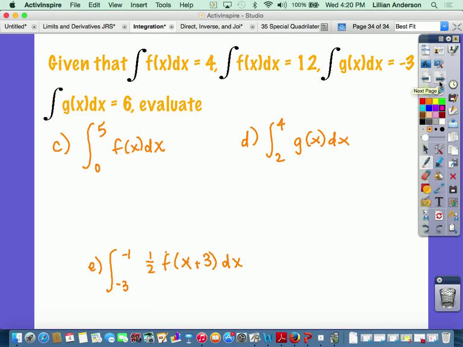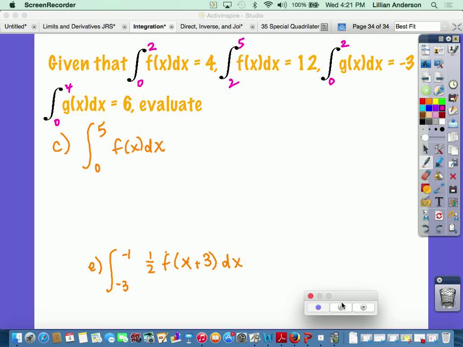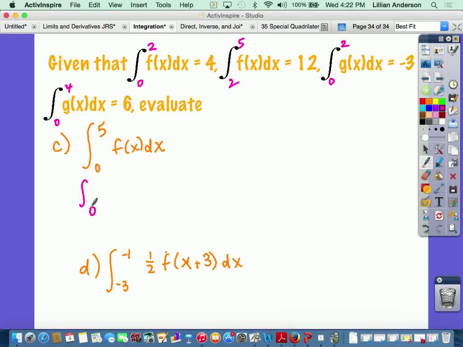Okay, let's keep looking. All right, let's look at this next one. So C, the integral goes from 0 to 5 of f of x dx. The only thing is, if you look at all the things that were given to us in our directions, we don't have one that goes from 0 to 5 for f of x. But we do have one that goes from 0 to 2 of f of x, and then one that goes from 2 to 5 of f of x.